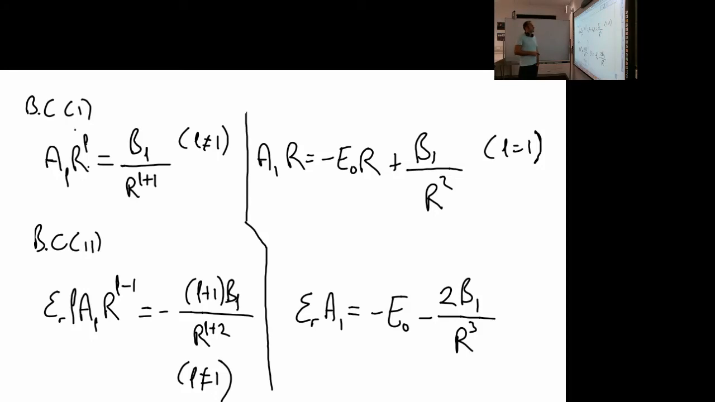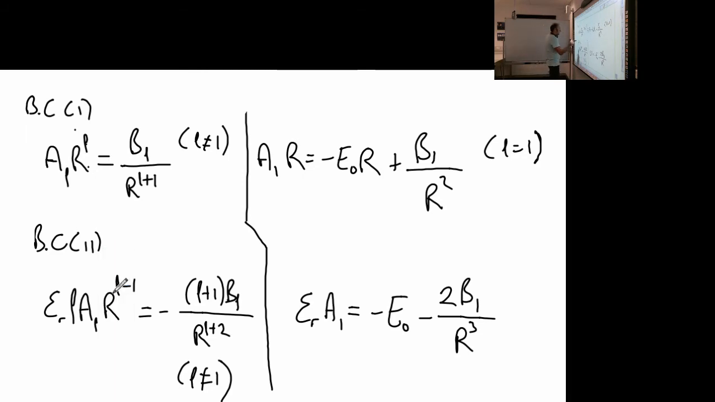Okay, so these are the expressions that we found when we used the boundary conditions with the general solution to Laplace's equation in spherical coordinates. And what we would do now is we would solve these equations simultaneously. So we would solve it for boundary condition 1 and boundary condition 2 for when L is not equal to 1. And we'd also do it for when L is equal to 1.